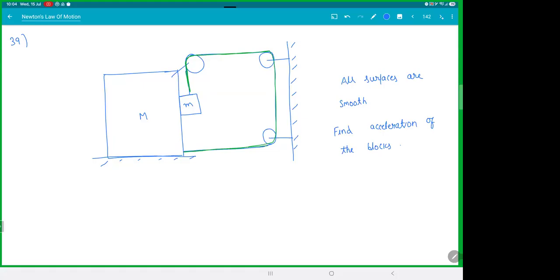Get me the acceleration of the small block now, or the big block. Do we take acceleration of M as A? That's your choice, right? You can choose anything you want. You have to start by assuming something as A. Yeah, generally we take the big guy as A.